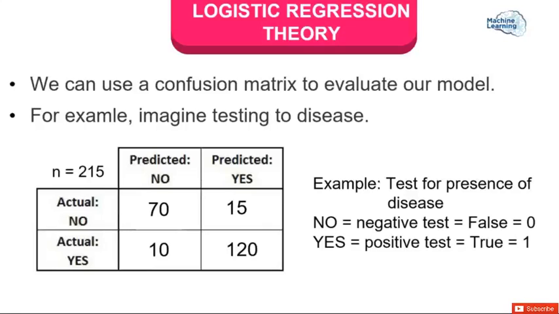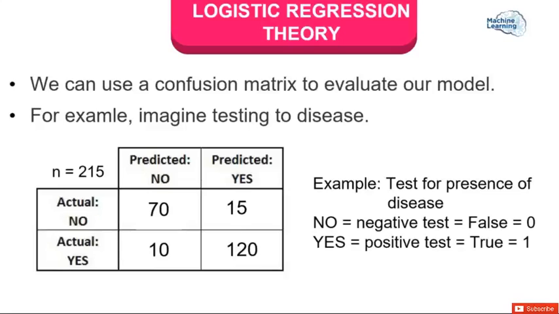The confusion matrix itself is actually relatively straightforward to understand. However, sometimes the related terminology can be a bit, well, confusing. So let's go ahead and examine this example, shall we? In this case, we have a binary classification problem. In this example, we'll test for the presence of a disease where no is a negative test, which is false, equal to 0. Yes is a positive test, where true is equal to 1.